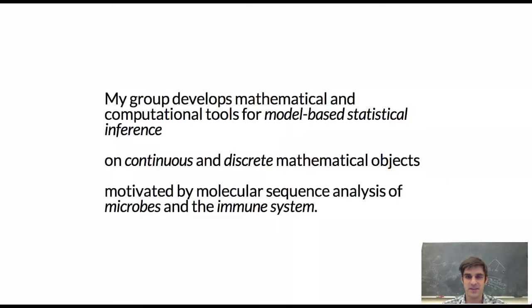So this is going to be a bit of an outline for the talk. We're going to first talk about model-based statistical inference. We're going to talk about what it means to do this on discrete mathematical objects. And then we're going to talk about mostly immunology after that.